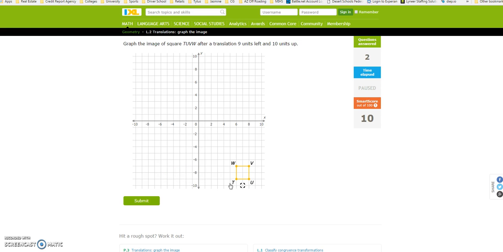Actually, let me do that one more time. So we said this is alpha U now, because that's 9 spaces away. And then we're going to move V, so this will be alpha V. And now we're going to count from T. 1, 2, 3, 4, 5, 6, 7, 8, 9. We're going to count from W, 9 spaces.